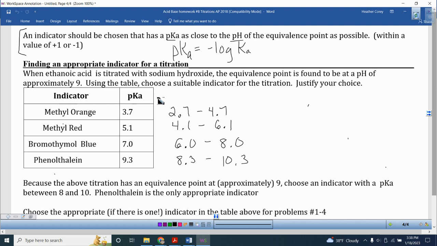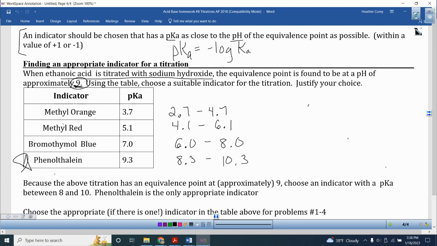Okay, so we're told that we have this reaction right here, and that at the equivalence point, the pH is going to be approximately 9. So what would be our best indicator? Well, according to what we have here, we want to pick something that has a pKa really close to this value. And so in this case, the phenolphthalein would be great.